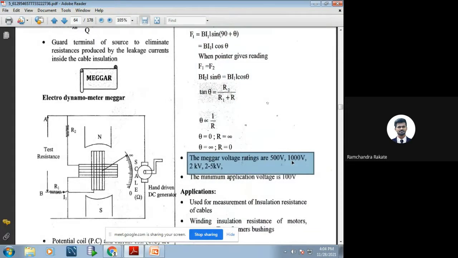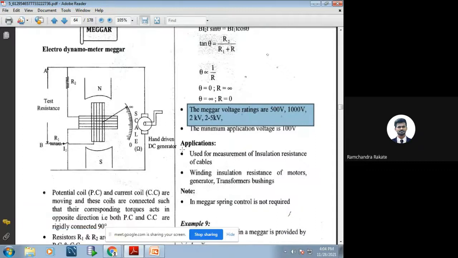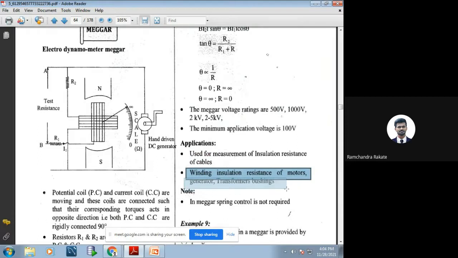The voltage rating is available as 500 volt, 1000 volt, 2 kV, 2 to 5 kV. And the minimum application voltage required is 100 volt. Correct. Now the applications are used for the measurement of insulation resistance of a cable, the winding insulation resistance of a motor, and for generator and transformer bushing.